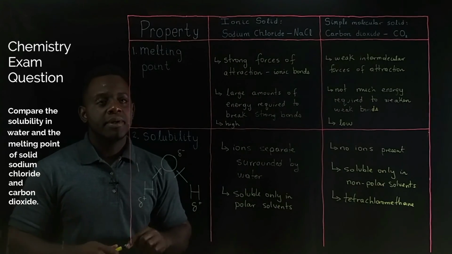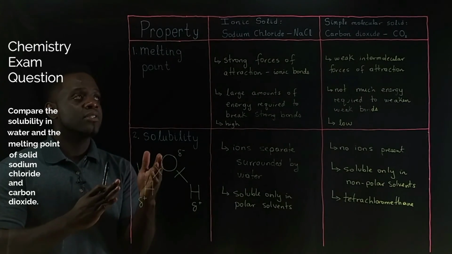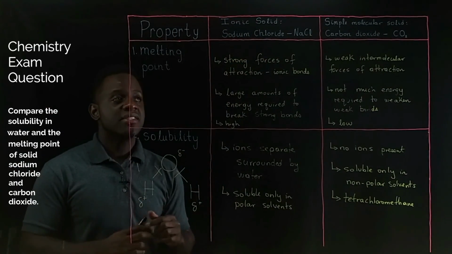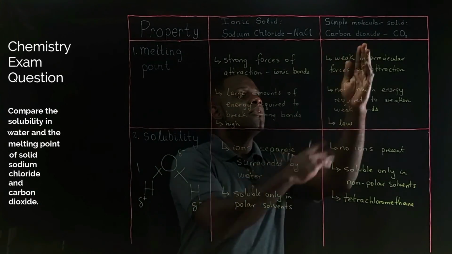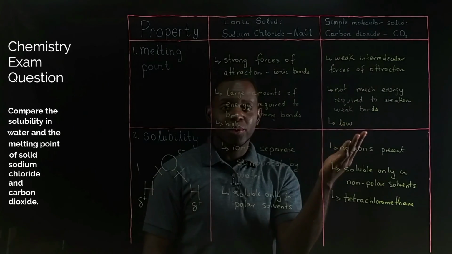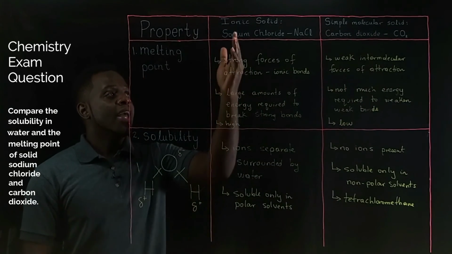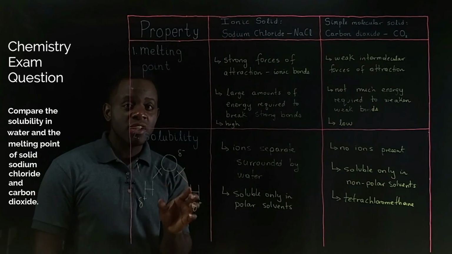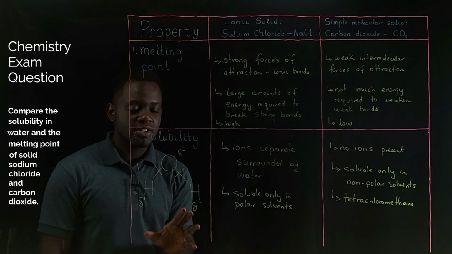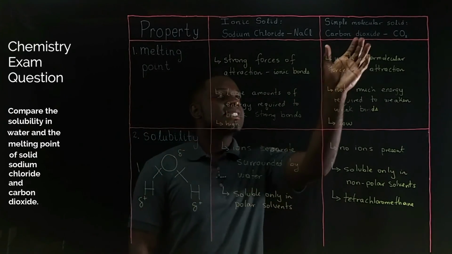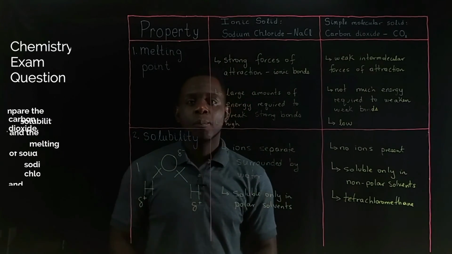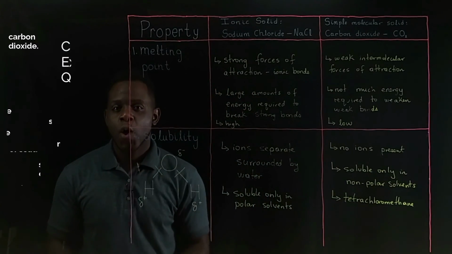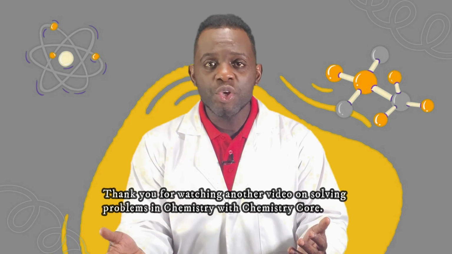So to recap, the melting point of ionic solids is high, whereas the melting point of simple molecular solids is low. Also, ionic solids are soluble in polar solvents such as water, whereas simple molecular solids are insoluble in polar solvents such as water.